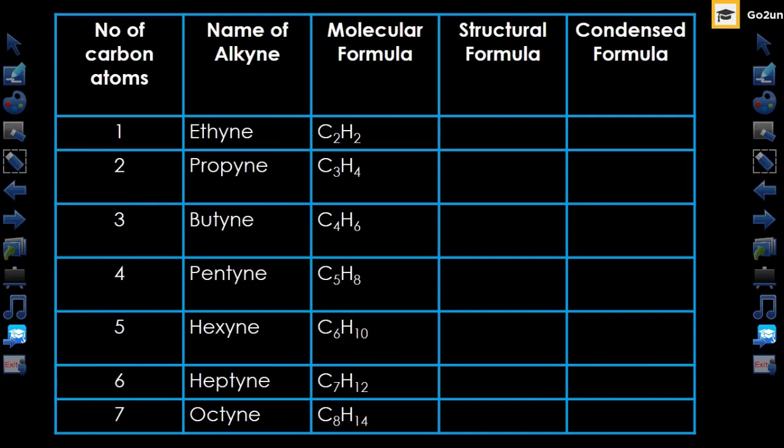So the alkynes are C2H2, C3H4, C4H6. They don't have a meth in that family. But the first member is ethyne, propyne, butyne, pentyne, hexyne, heptyne, octyne. These are the family members of alkynes and so on. So we are looking at the first 7 members of alkynes. These are examples.